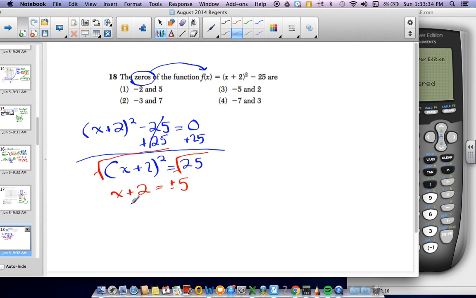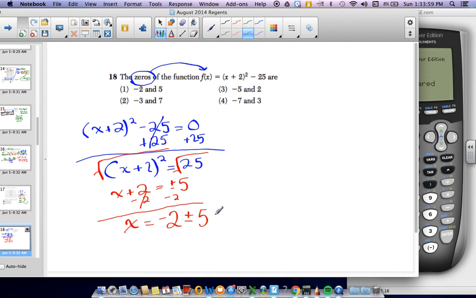Okay, and now my last step to solve for x is to subtract 2 from both sides. So I'm going to write my not my final answer, but simplified answer of negative 2 plus or minus 5. You wouldn't want to leave it like that. First, look at the choices. None of them look like that. And you could do this math in a few seconds here.